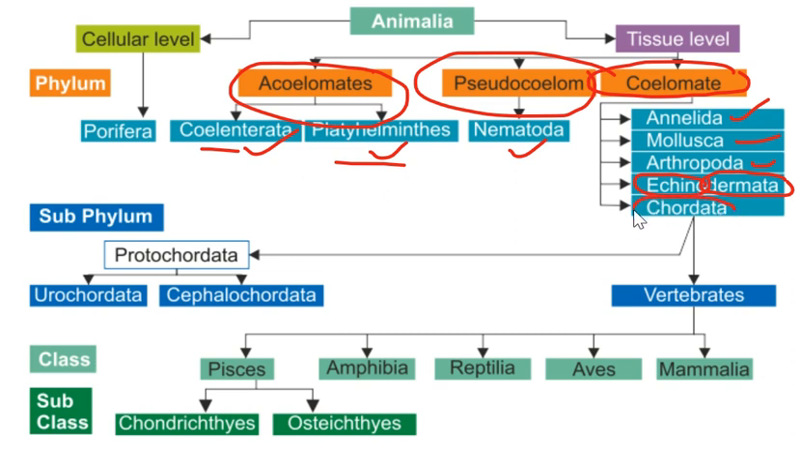Next phylum, which is the advanced phylum, is called the Chordata. So these Porifera, Coelenterata, Platyhelminthes, Nematoda, Annelida, Mollusca, Arthropoda, Echinodermata, these are all invertebrates. Why? Because they don't have the backbone.